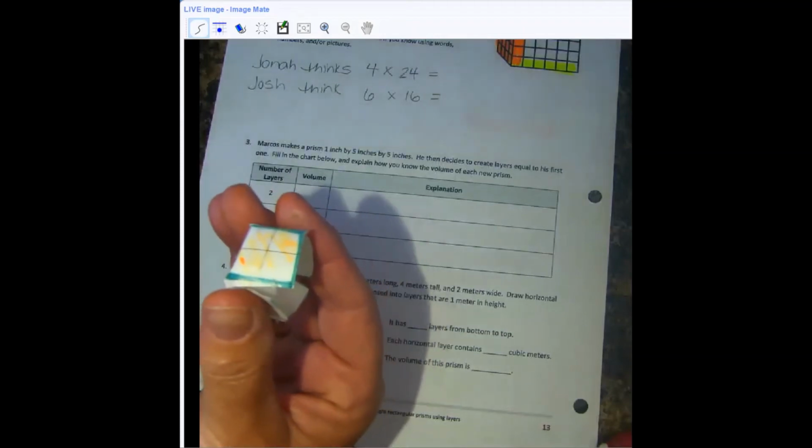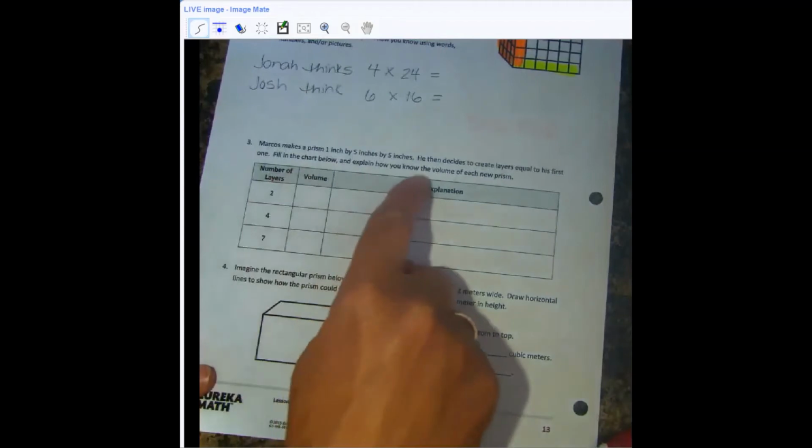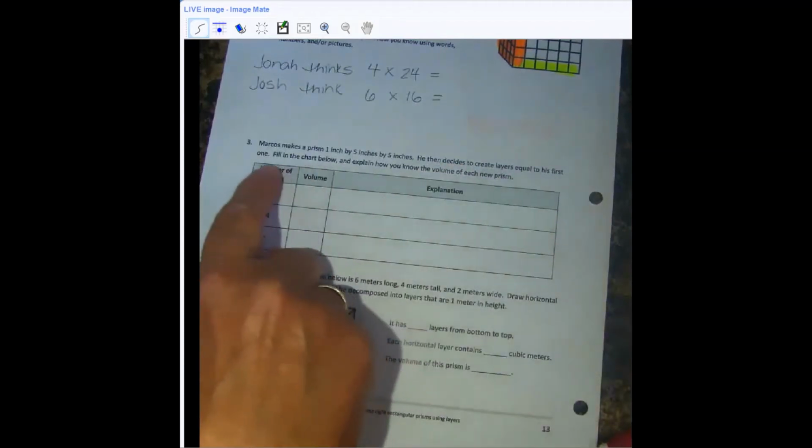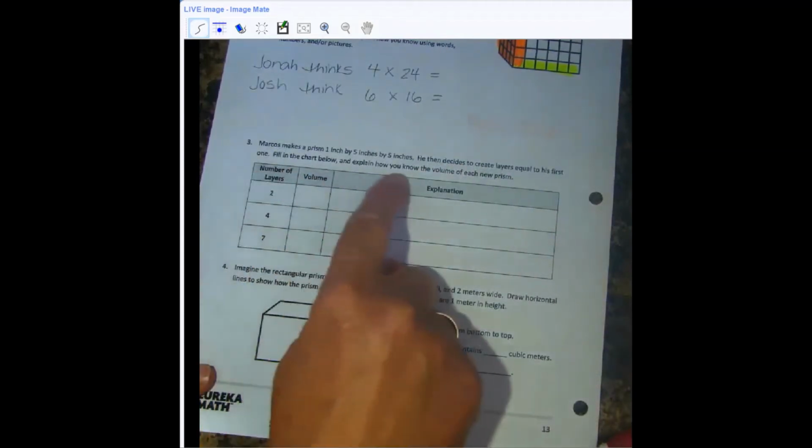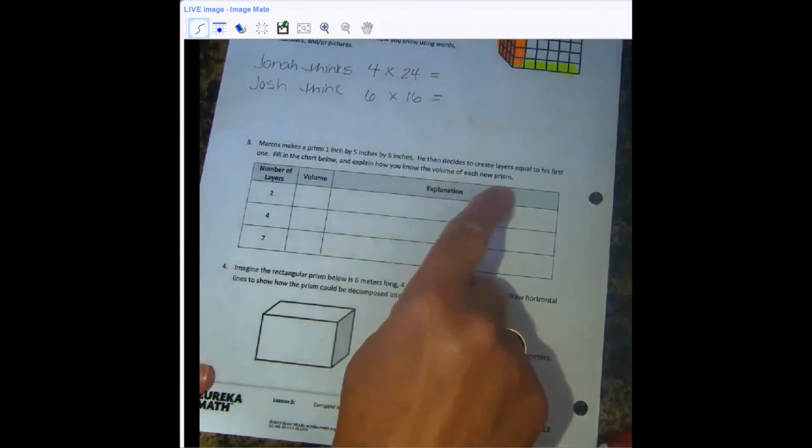It'll look more like this size, okay? This is 2 cubic centimeters by 2 cubic centimeters, but when that's close to an inch, it's not an inch perfectly, but they'll be bigger, okay? And he then decides to create layers equal to his first one. Fill the charts below and explain how you know the volume of each new prism.